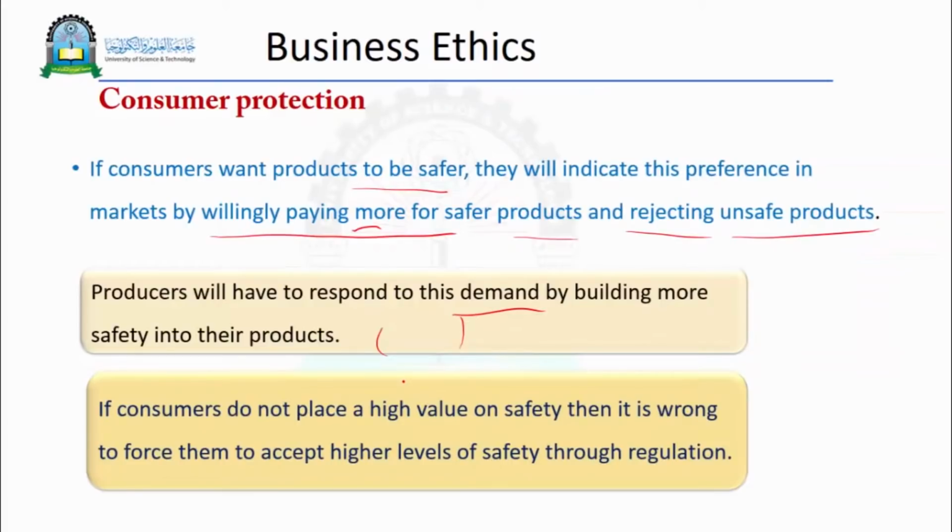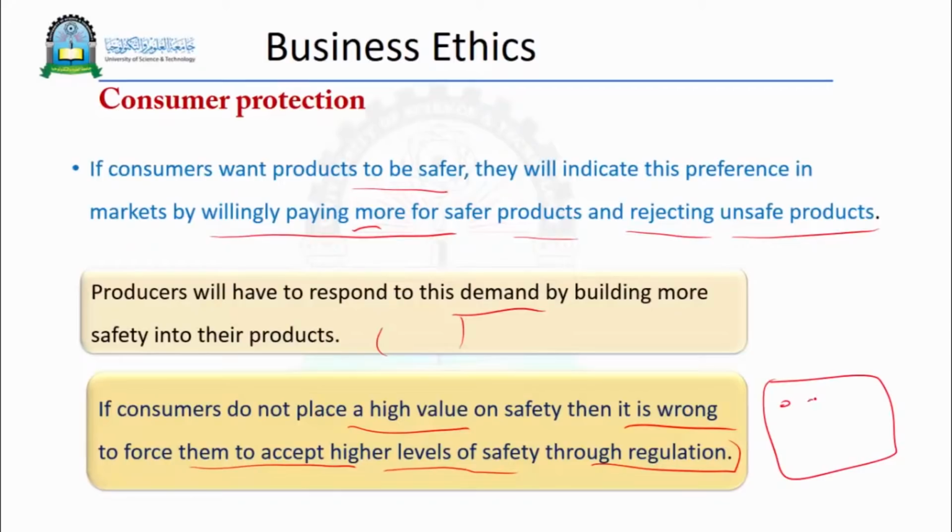But here, if consumers do not place a high value on safety, then it becomes wrong to force them to accept high levels of safety through regulations, simply because they will go to other options where they are not forced to buy such products with high safety and higher prices.